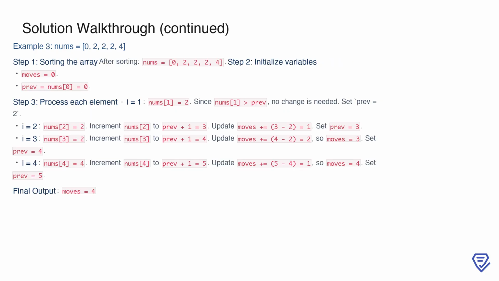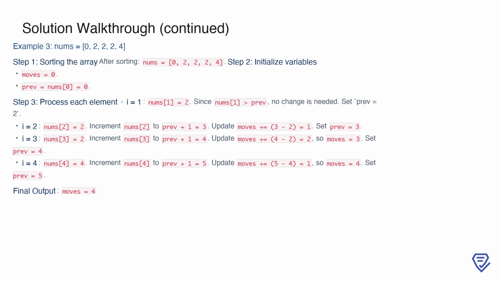Here, the input array is 0, 2, 2, 2, 4. After sorting, the array becomes 0, 2, 2, 2, 4. We initialize moves to 0 and previous to the first element of the array, which is 0. Now, we start processing the elements. At index 1, the value is 2, which is greater than previous, so no increment is needed. We simply update previous to 2.